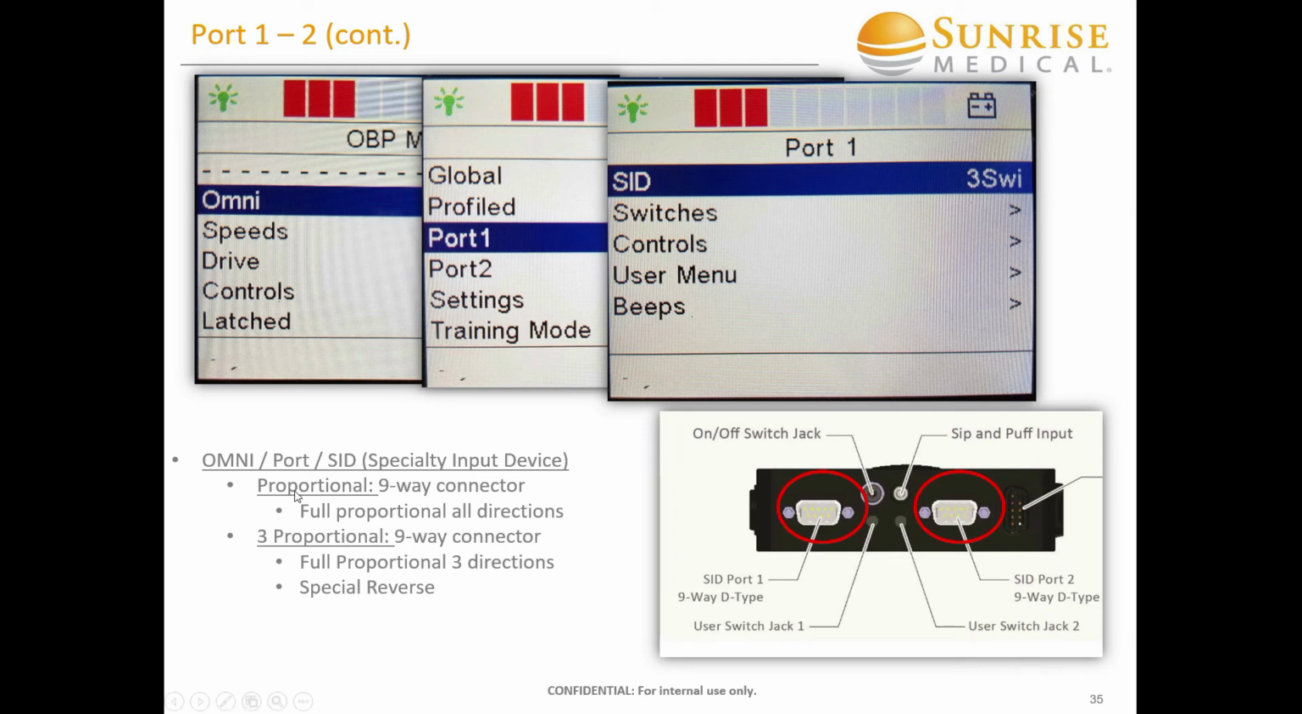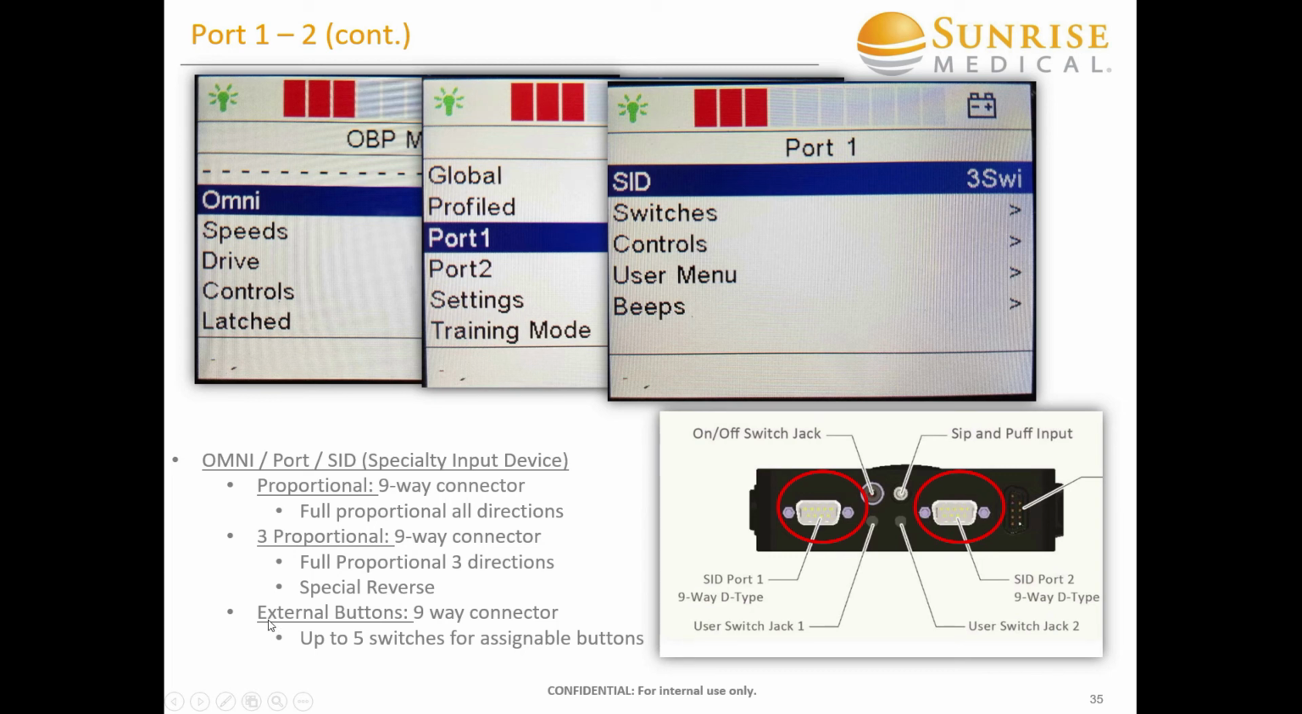There is a full proportional device, again, that gives you full proportionality in all 4 directions. And then we also have a 3 proportional. Again, just like the head control that we would have with switches, we can do just 3 directions. Again, we need to worry about how we're going to do reverse. We're going to talk about that as well. And again, either port 1 or port 2 will work with that.